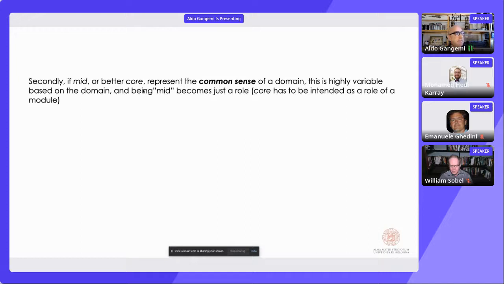So I have this conviction, actually, that common sense is not just the knowledge that forks are usually found in a kitchen, but that common sense is actually everywhere. So you can have common sense in medicine, or common sense in product workflows, or common sense in business practices. And this is highly variable. So if you say mid, this mid could be positioned anywhere. Of course, if you consider the notion of core instead of mid, this could be a bit better, because they are then considering core as the role of a certain module within your domain.